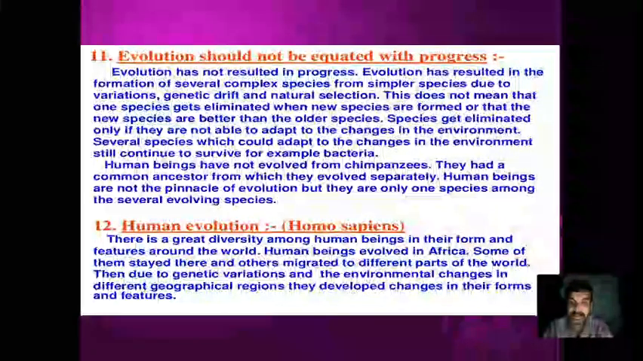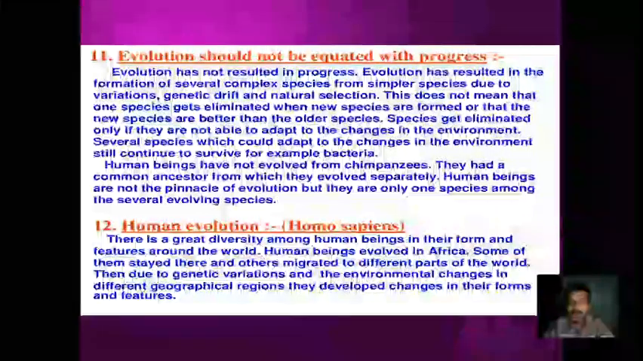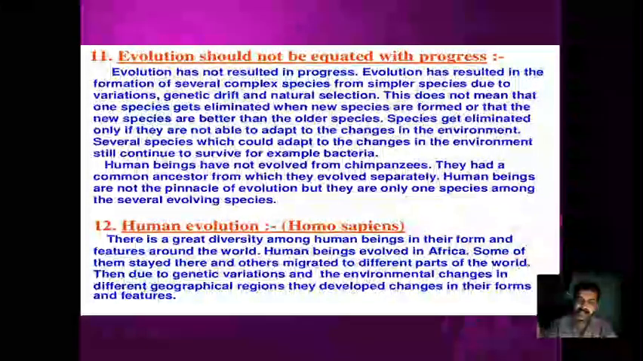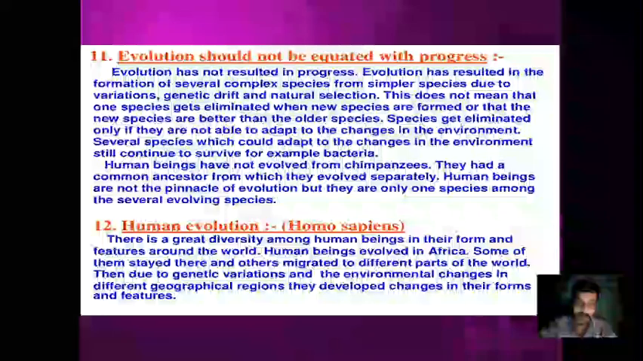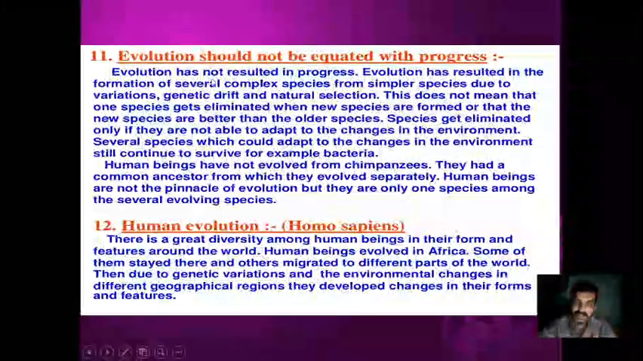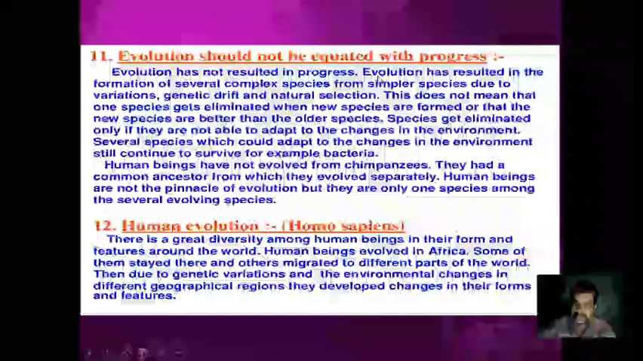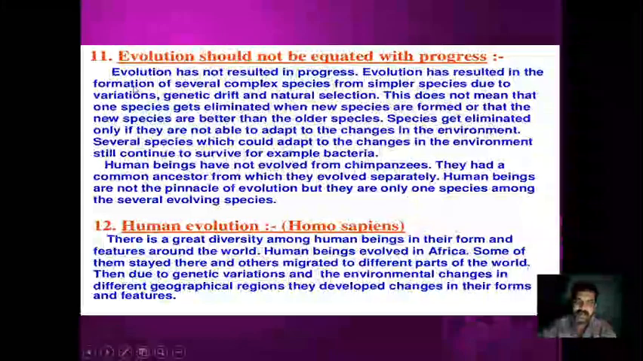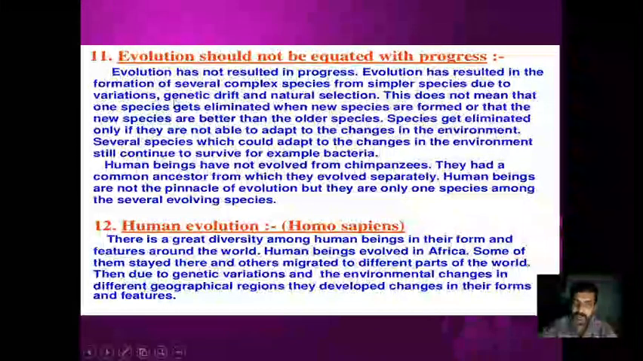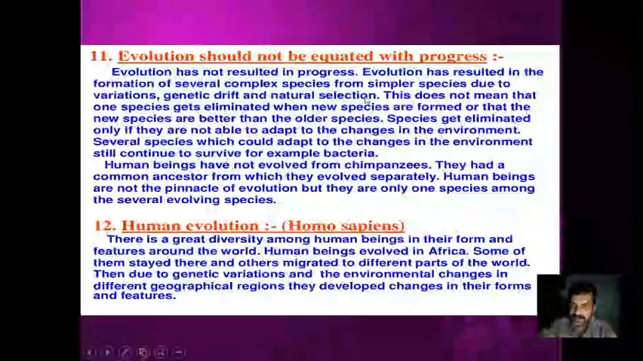But bacteria can survive. Bacteria are considered a very old, primitive organism, the structure is very simple, and even the nucleus is not complete in them, but they can survive. That means evolution has not resulted in progress. There is no question of progress or regress. Evolution has resulted in the formation of several complex species from simpler species, due to variation, genetic drift, natural selection.